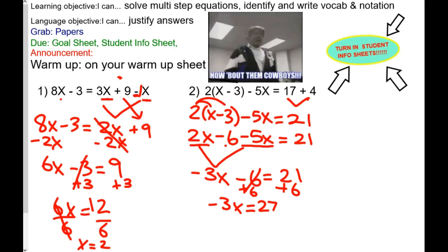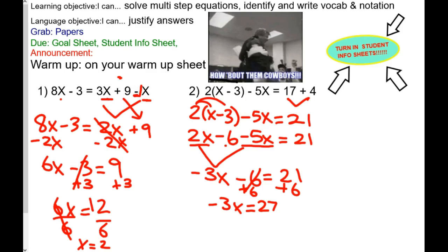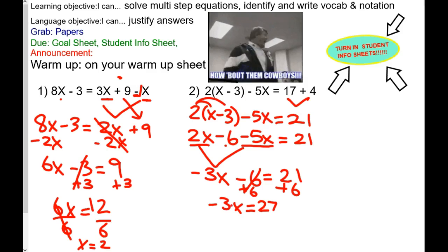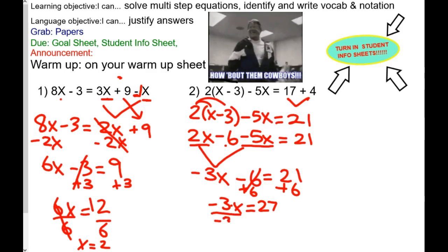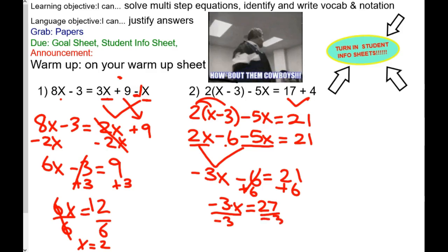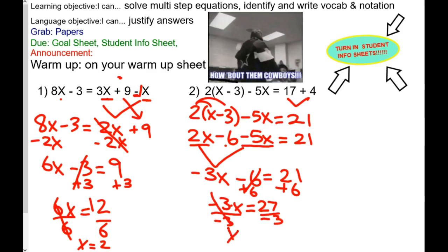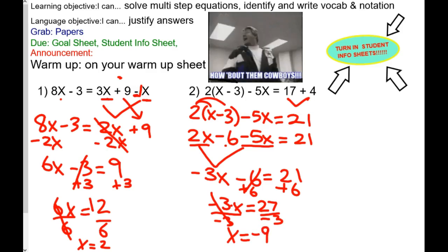Now real quick, if you see a negative 3, some of us might think it's time to add, which I get, because you think opposites, right? But remember, this is being multiplied with x. So yes, we are going to divide by the exact same thing. We are dividing by that coefficient, negative 3, on both sides. What's 27 divided by negative 3? Negative 9. If you put positive 9, you forgot a negative somewhere. You can't forget negatives, okay?